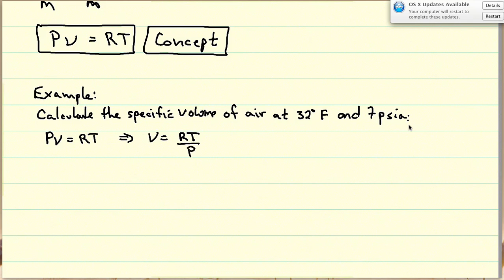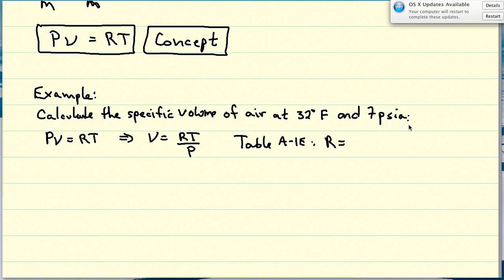And now I can basically go to my table A-1E. I need to look up what that R value is. I know that I was given the temperature and the pressure, so I just need to look up the R value. So I can go to table A-1E, and I can look up that R value for air.